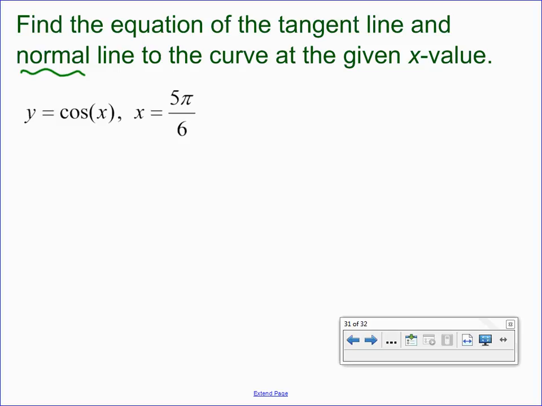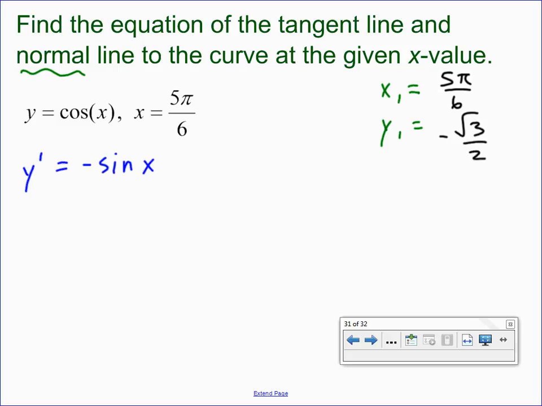So let's go ahead and do our first derivative. Y prime is the opposite of sine of x. Our x value and y value, the point of tangency: our x coordinate is given, 5 pi over 6. Our y coordinate would be our original function evaluated at that, so cosine of 5 pi over 6 is negative root 3 over 2.